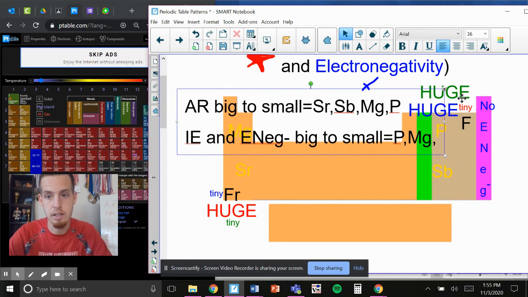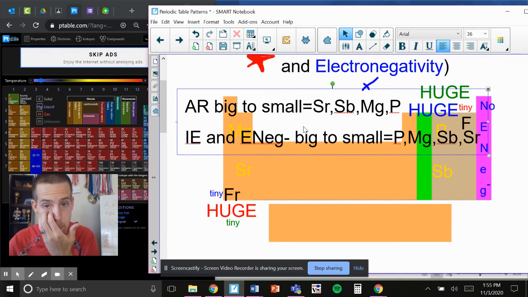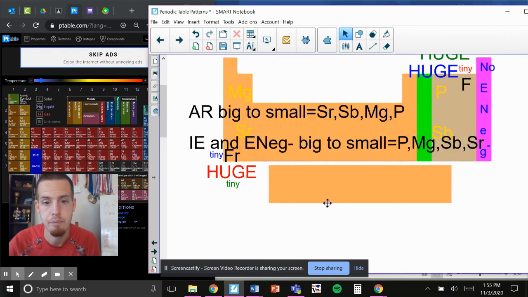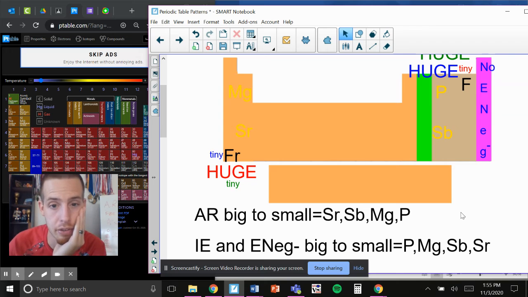Phosphorus, magnesium, antimony, strontium. And why is that? Well, one, phosphorus is trying to gain 3 electrons, just like antimony. So these guys are trying to gain electrons, not lose. So they're going to have very high ionization energies.